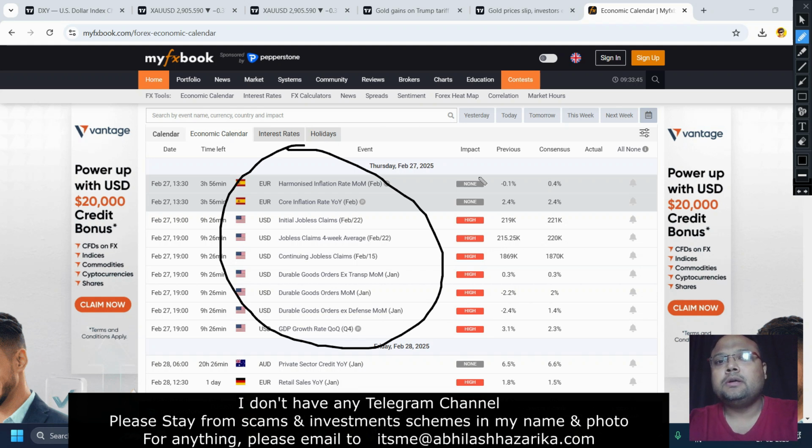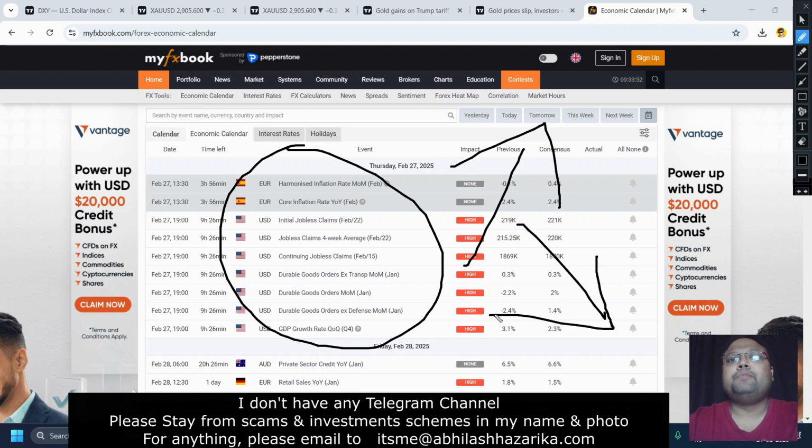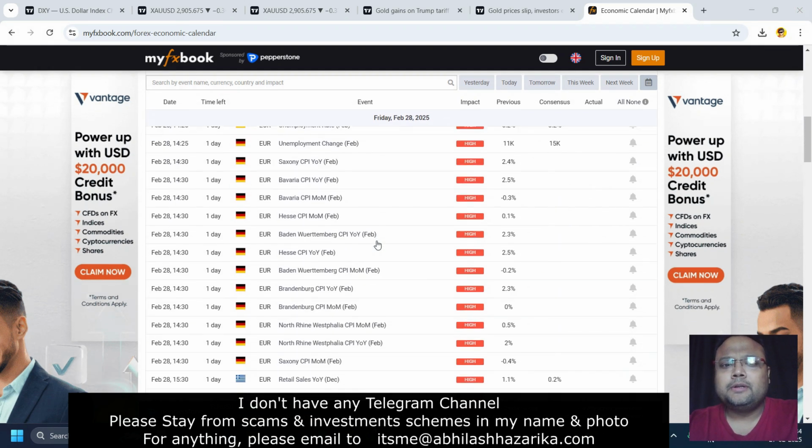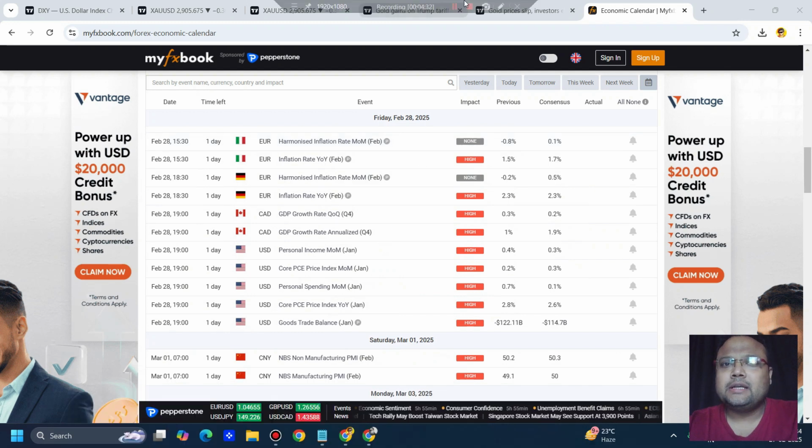Beginners, you can avoid this, because it is not an event that can change the direction of the market. These are events that will just bring volatility or spikes that can hit your stop losses. Tomorrow's event can be important because it's PCE data.